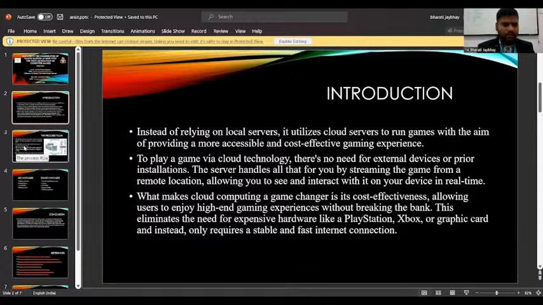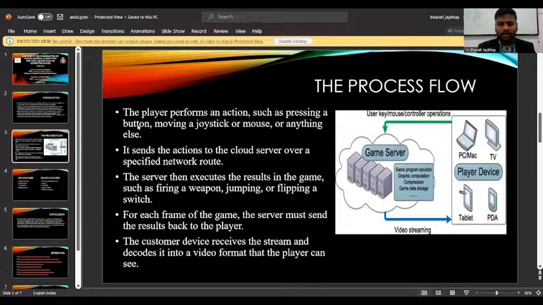Let's move to the next one, the process flow. In the process flow, the player performs an action such as pressing a button, moving a joystick or a mouse, or anything else. The action is sent to the cloud server over a specific network. The server then executes the result in the game, such as firing a weapon, jumping, or flipping a switch. For each frame of the game, the server must send the result back to the player. The customer device receives the stream and decodes it into a video format that the player can see.